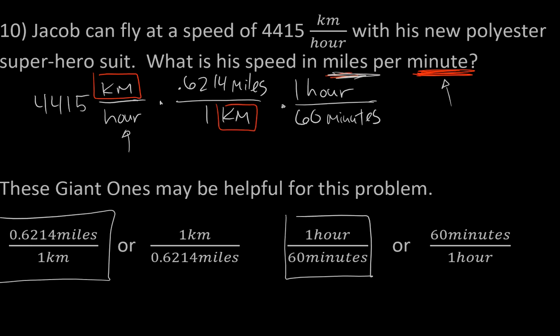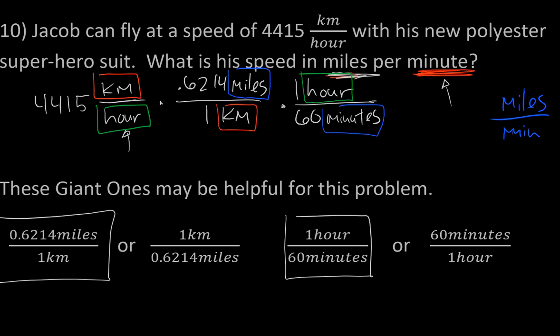When I do that, you can see now I've got another giant one with hours over hours. So that becomes a dimensionless number there. And if you look, the only units that I have now left are miles in my numerator per minute in the denominator. So this is exactly the units that I want in my answer, right? In fact, let me write that down. I now have miles per minute.